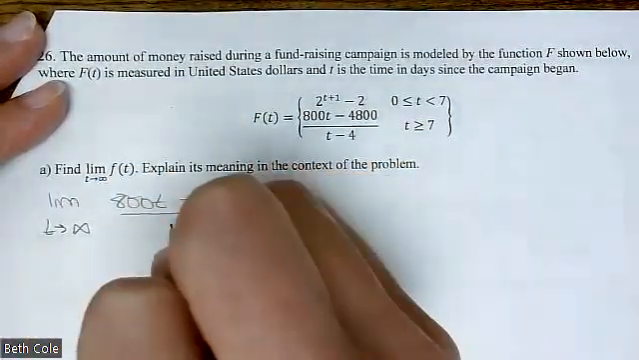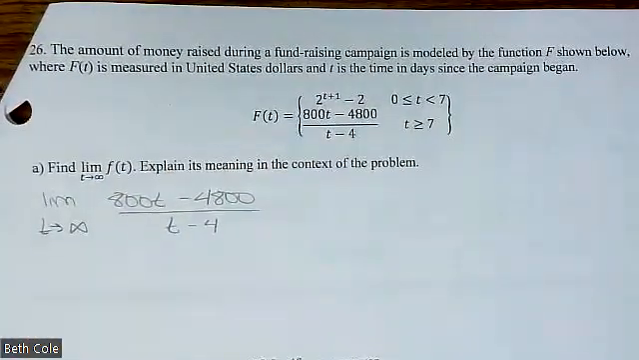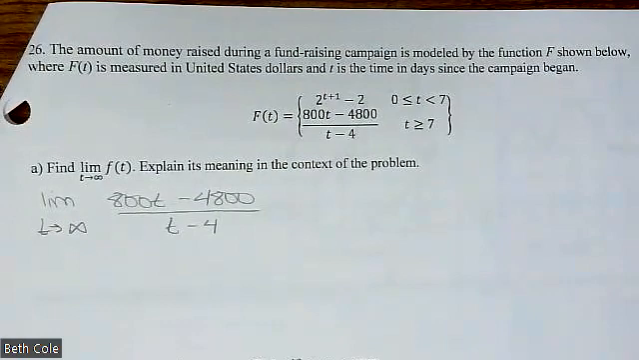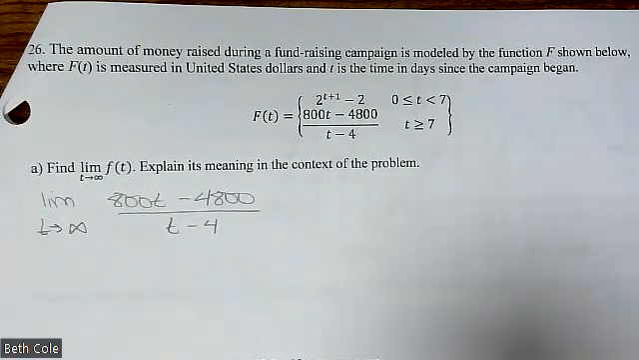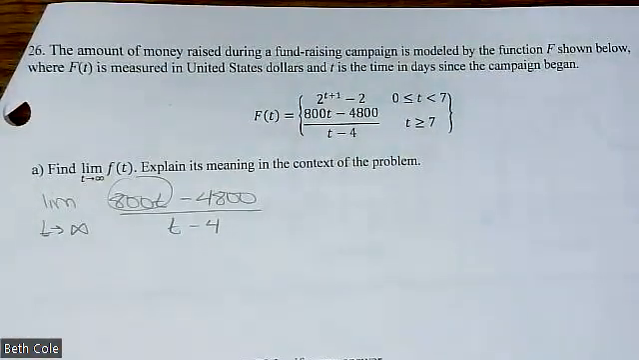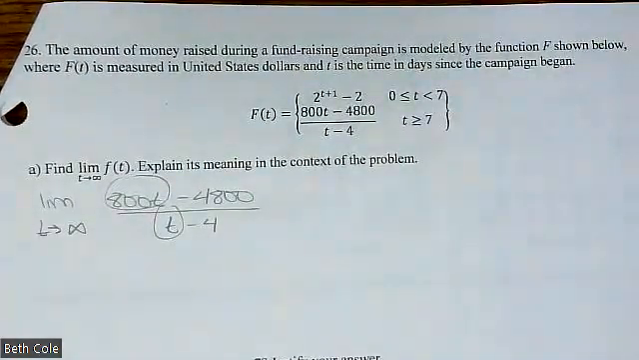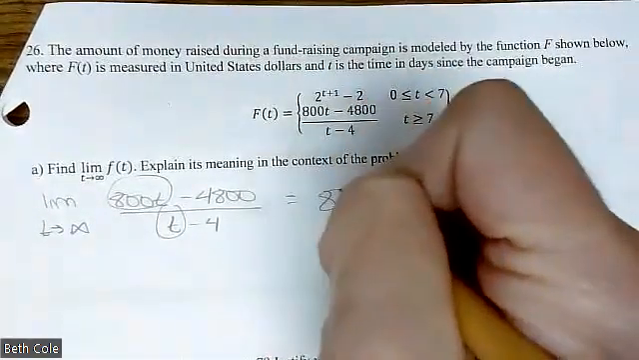The uglier one, yes, I agree with you on that. So infinity is who's in charge here? Who's in charge of the numerator? 800t. Who's in charge of the denominator? T. What does that mean? It's just going to be 800.